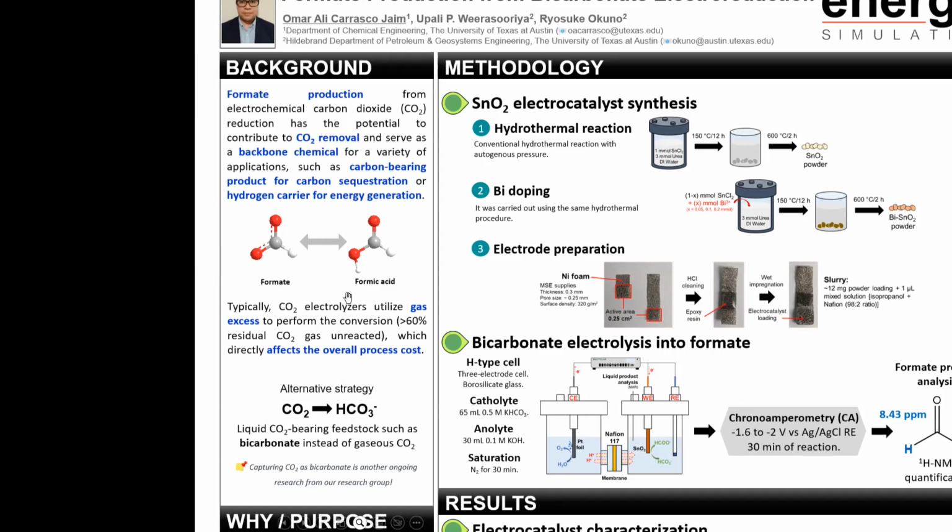Formate is a conjugate base of formic acid, where a proton is not present, as shown in the picture. Typically, CO2 electrolyzers, which are the electrochemical reactors where CO2 is reduced, utilize CO2 gas excess to perform the conversion, which directly affects the overall cost of the process.